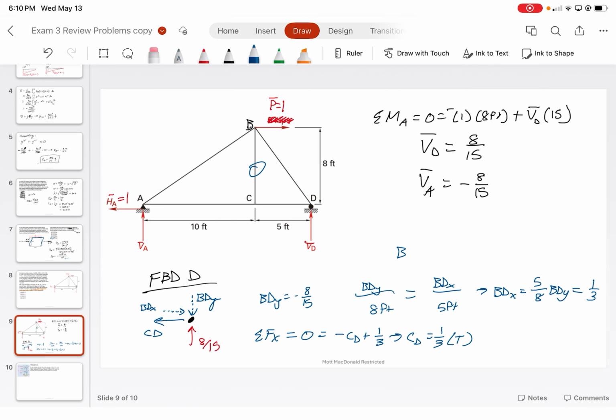All right, we can solve for BD by taking the square root of the sum of the squares. So we've got 8 over 15 squared plus 1 over 3 squared, which gives us root 89 over 15. Because of the negative sign for BDY and technically BDX, we know that the member has to be in compression. Make sense?